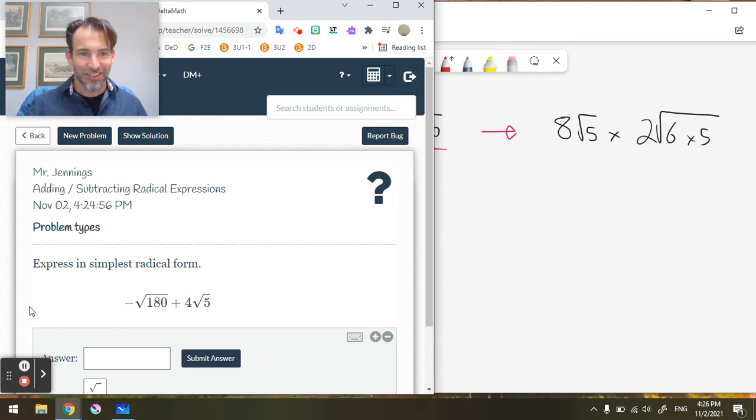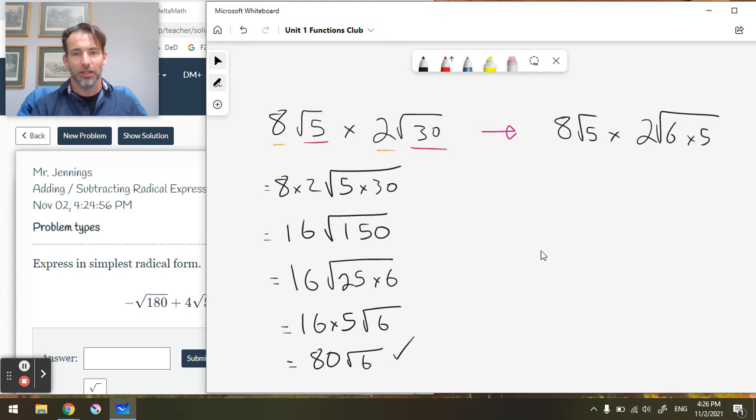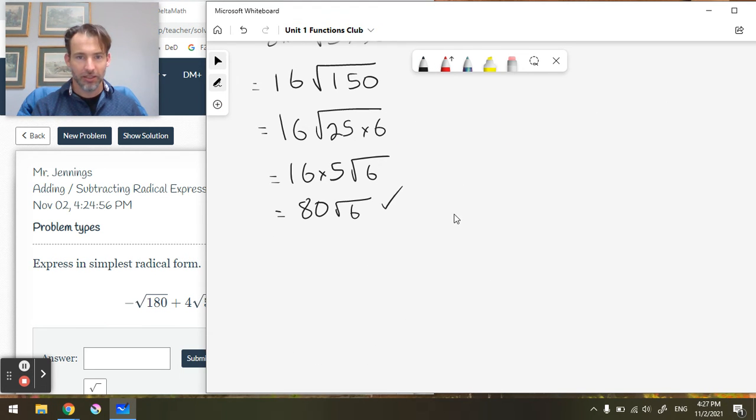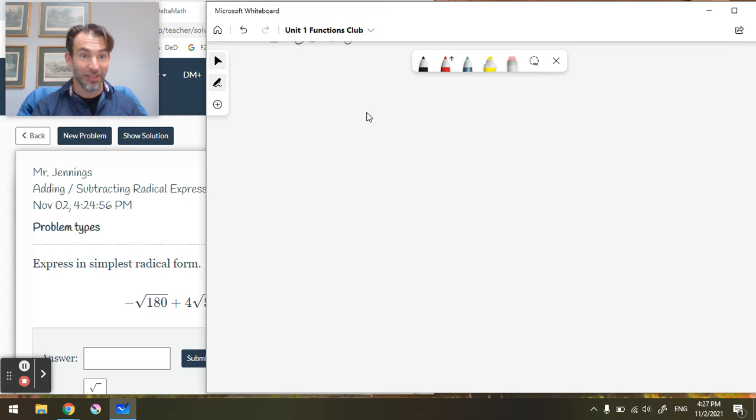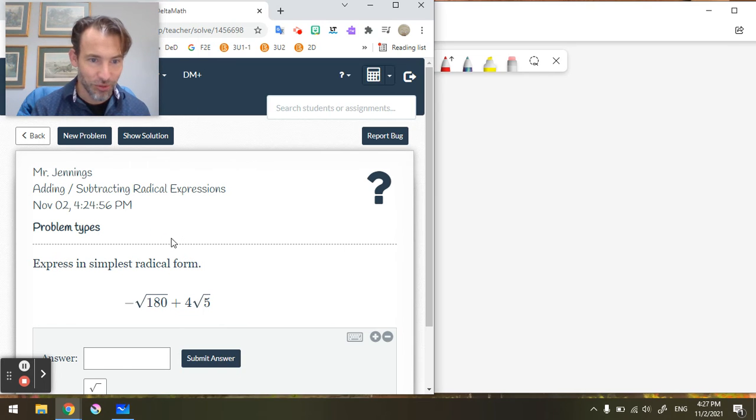Okay, we're going to carry on. So let's take a look at this problem here. Let's get some space. I'm just going to save so much paper having this little tool. Negative root 180 plus 4 root 5.